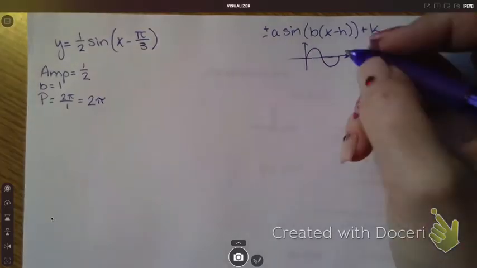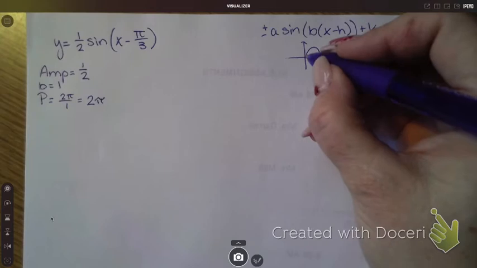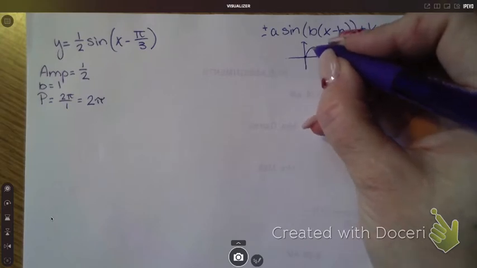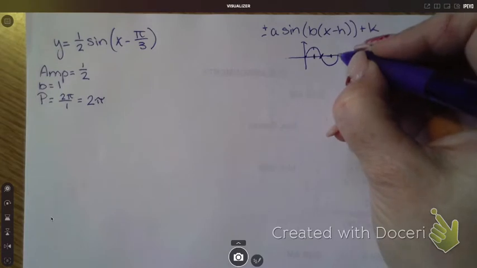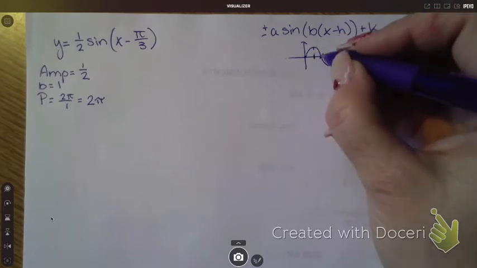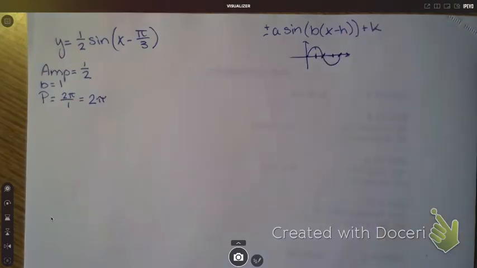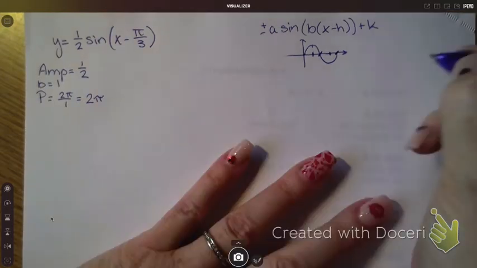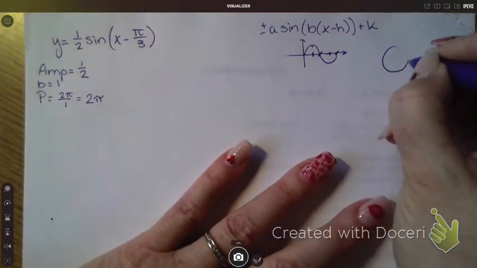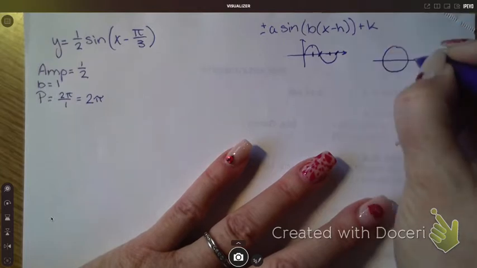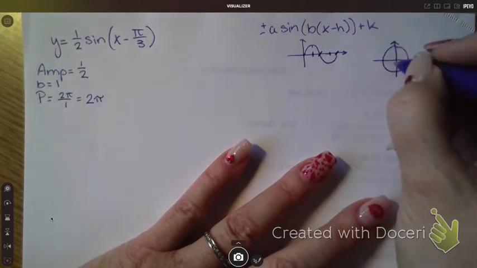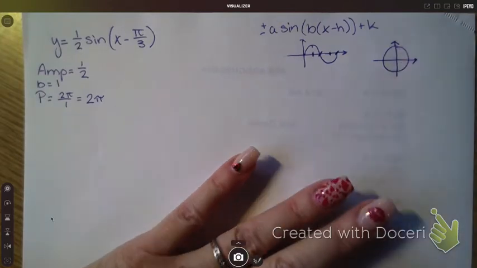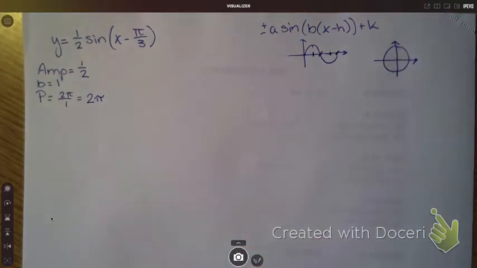So there are 4 quadrants in this parent function, correct? There's here, here, here, and here. So this curve is divided up evenly into 4 pieces, correct? Everyone see that? Because when I do a circle, I have how many quadrants? 4 quadrants.